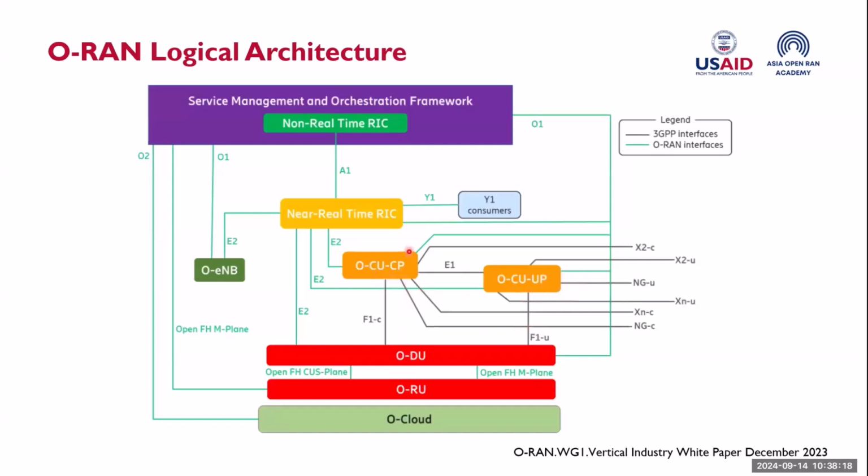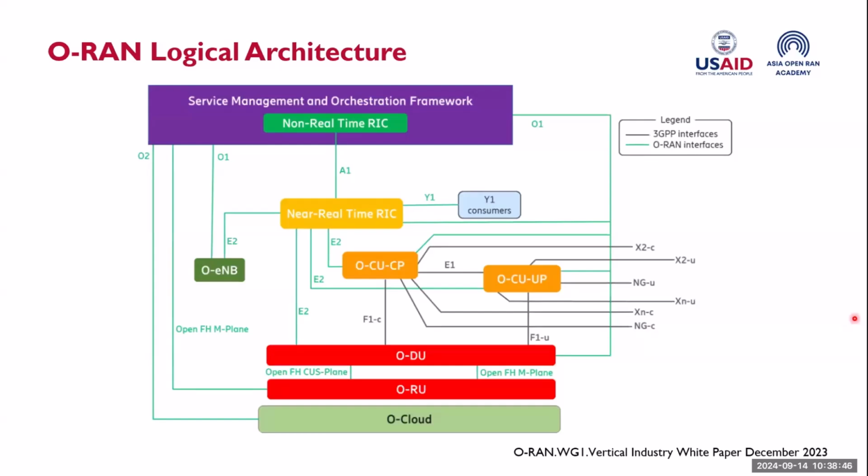And of course, the connectivity of our nodes going to our core network, or to other node Bs or eNode Bs or gNode Bs, we call it the X2 control plane and the X2 user plane. And then going back to the core network, if it's 5G, it's NG user plane and NG control plane. Okay, so these are the different nodes.